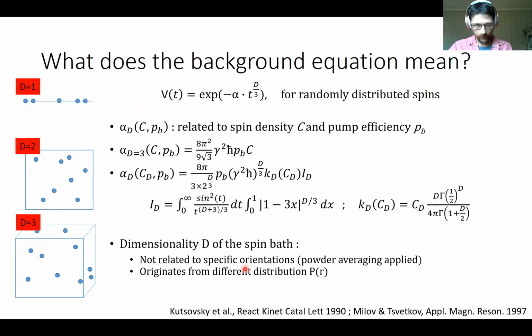Now there is a very important point I want to make, which for me was pretty hard to understand: d is not related to the orientation of your spins. If you're this spin here, it's not because you see only neighbors on the left and on the right, or if you see neighbors everywhere on a plane, that you're going to be d equal 1 or d equal 2. And from the math, it's obvious because this equation up there applies the powder averaging, where every orientation is averaged.